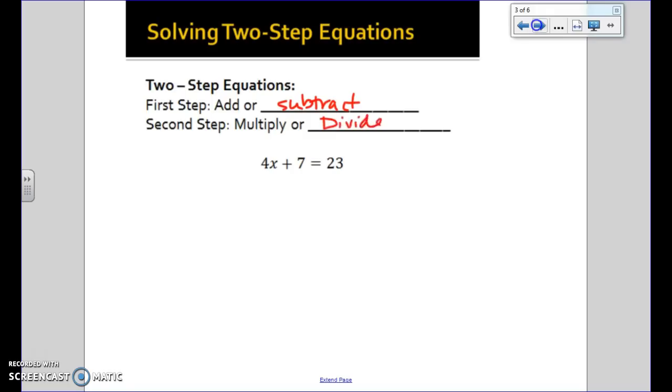And there's a reason we do it in that order, and I'm going to show you why here in a second. I see now that our equation has gotten a little more complicated, and we modeled some of these and we were able to figure out the solutions, but now it's time to learn how to algebraically solve. And again, we're going to use inverse operations.